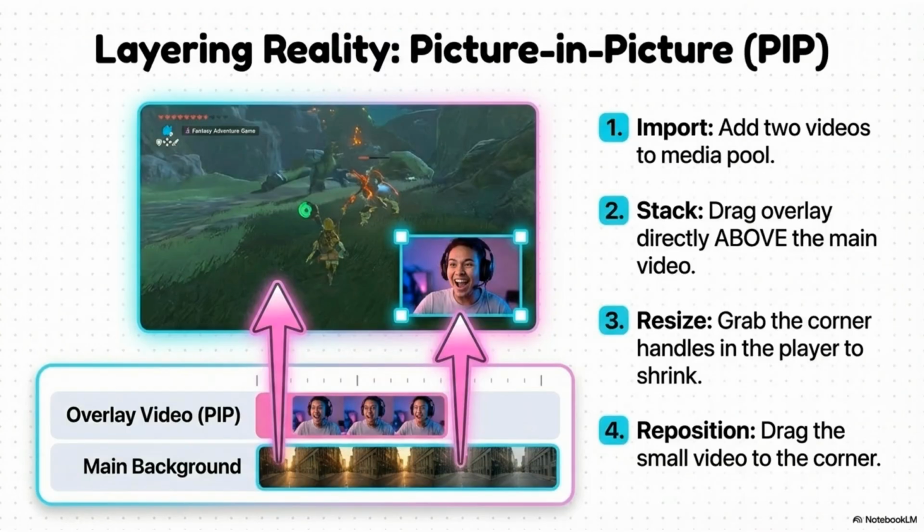Layering reality, picture-in-picture, PIP. Layer your reality with picture-in-picture, PIP. Import. Add 2 videos to your media pool. Stack. Drag the overlay video directly above the main background video on the timeline. Resize. Grab the corner handles in the player to shrink the overlay. Reposition. Drag the small video to your preferred corner.